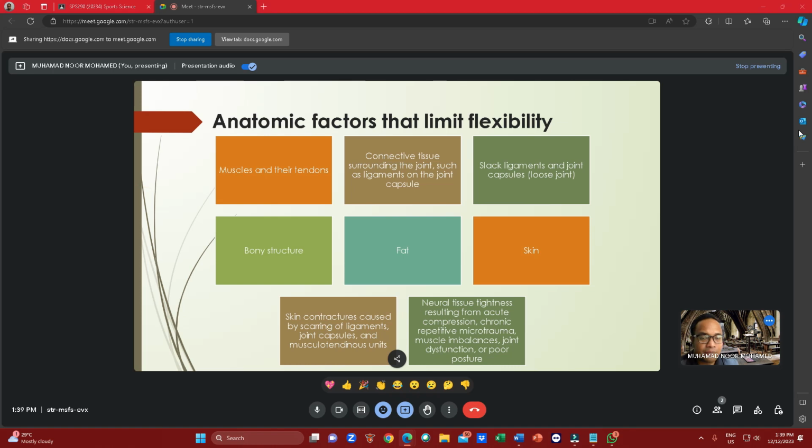Okay, this is the definition of it. Now we go to the anatomy factors which may limit flexibility. The first one is muscles and their tendons. In the muscle and tendon, we have a system known as the proprioceptive system, which consists of the muscle spindle, Golgi tendon organ, and also joint receptors, which determine our joint movement. So we need to train muscles and also tendons in order to get a certain amount of flexibility, or else they are going to be quite tough.